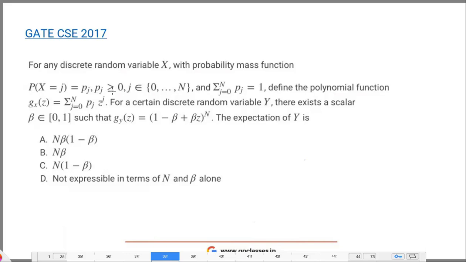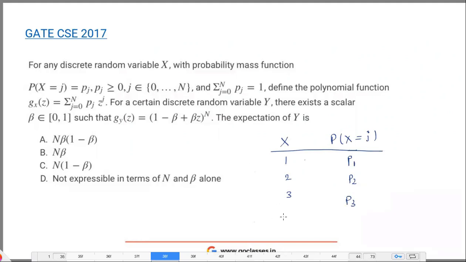They're saying that there is a probability mass function. The PMF is given like this: P(X = j) = pj. So basically, it means that the probability that my random variable will take the value j is pj. Which means X will take value 1 with probability p1, with 2 it is taking p2, with 3 it's taking p3, like that.